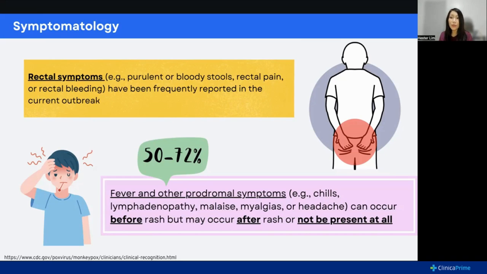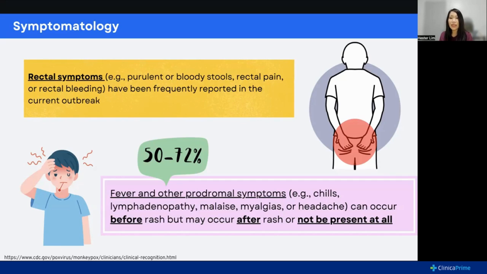So a lot of patients, because of the mode of transmission, will have rectal symptoms. Many will complain of purulent or bloody stools, severe rectal pain. And in fact, this actually drove a lot of patients to become admitted. This is frequently reported in the 2022 outbreak.